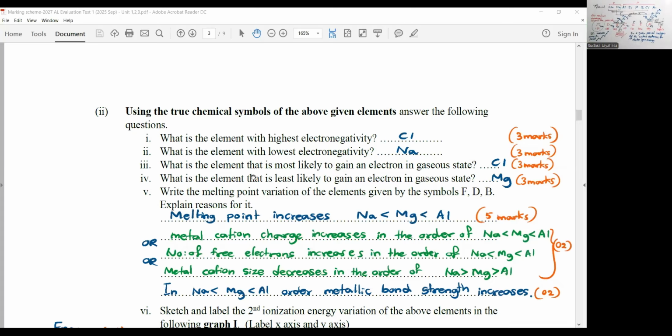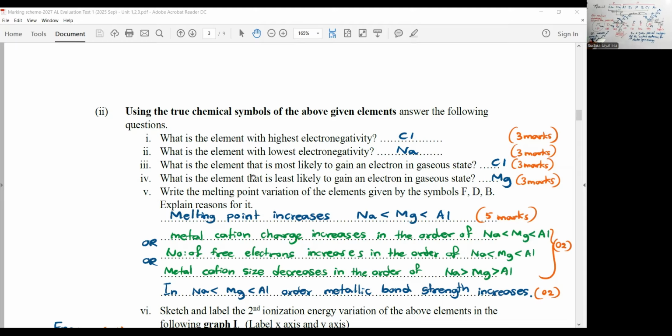Then check the fourth one. What is the element that is least likely to gain an electron? So you can say least likely means electron gain energy is very low. Right? Low means they don't release energy. Okay. So from that list, from sodium to chlorine, you have one element, magnesium. Magnesium electron gain energy is positive. You can write down that one.